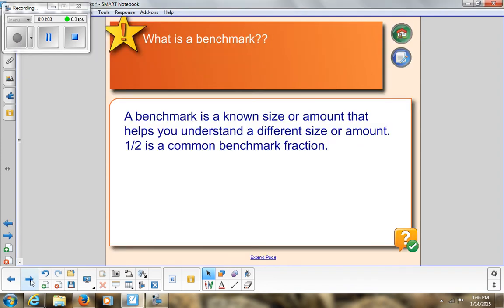All right, so what is a benchmark? As part of our vocabulary words, a benchmark is a known size or amount that helps you understand a different size or amount. 1/2 is a common benchmark fraction. You've heard of benchmarks because we do benchmark testing, so that we can see where you're at any given point. Say you do the testing in the beginning of the year. We compare it to the test we give you at the end of the year, and we can see if you've grown. So it's a way of comparing. A benchmark is a known size or amount.